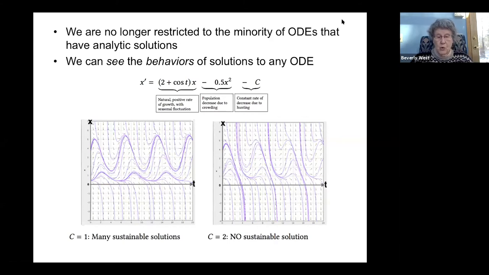If C equals 1, you get the graph on the left, which has many sustainable solutions. So there are many places where you'll get nice cyclical oscillations of populations. But if you double the number of hunting licenses, there's no sustainable solution. No matter where you start, all of a sudden the population is gone.